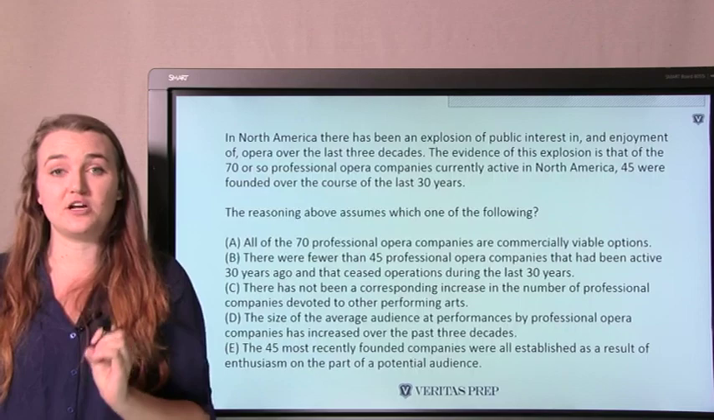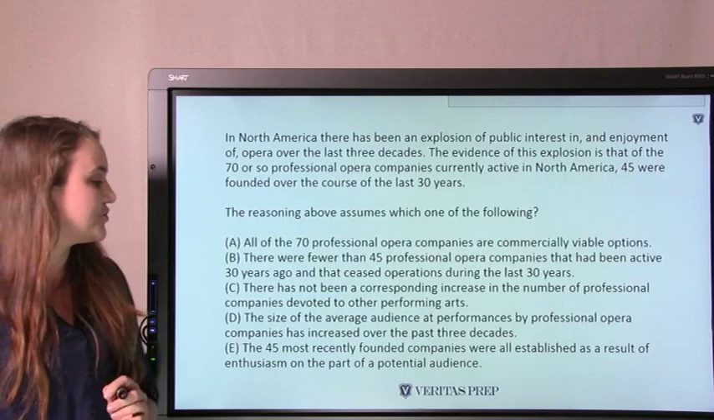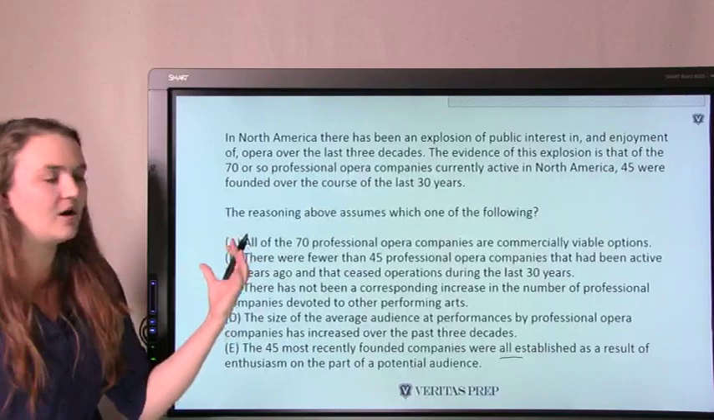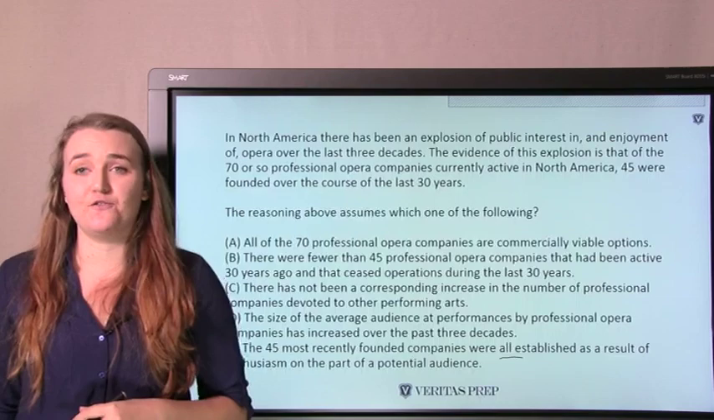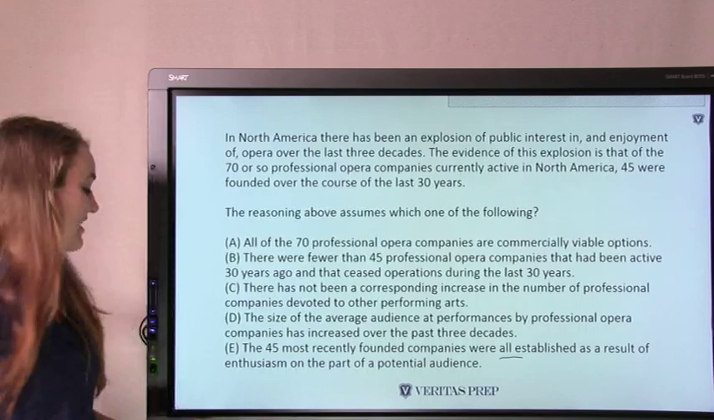So I want to start with E, because E very consistently tends to be the most frequently chosen wrong answer. The 45 most recently founded companies were all established as a result of enthusiasm on the part of a potential audience. Well, does this have to be true in order for our argument to be valid? Certainly not. I could have a couple of these that were built for philanthropic reasons, or maybe because some billionaire just really likes opera. And that tells me that, well, certainly there could still have been an explosion in interest. This doesn't have to be true for my argument to make sense, and thus is not an assumption.